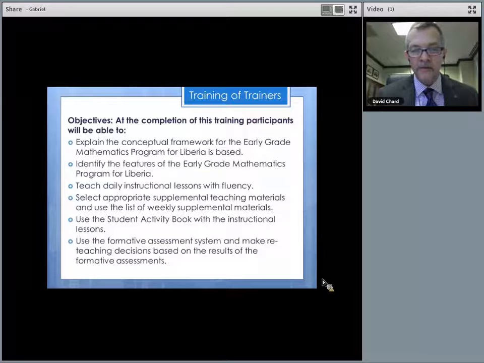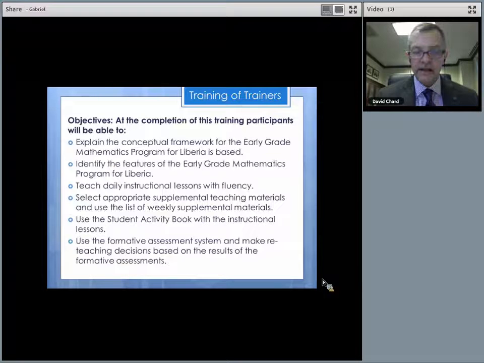Their understanding of why it's important to do it, but also simultaneously try to build their practice mastery of the use of the materials. So that's kind of how we designed this training of trainers: to help the trainers understand how the program was developed, what the features of the materials are, how they would use the daily lessons and actually go through the process of practicing, and then talk about the selection of supplementary materials, how they would use the student activity book.